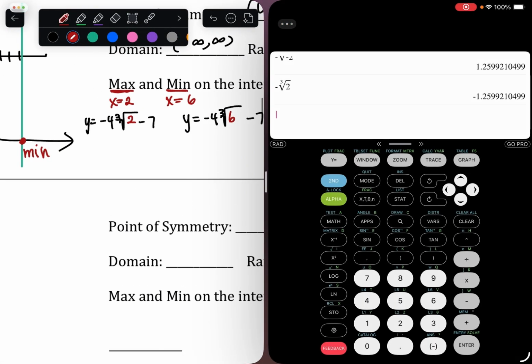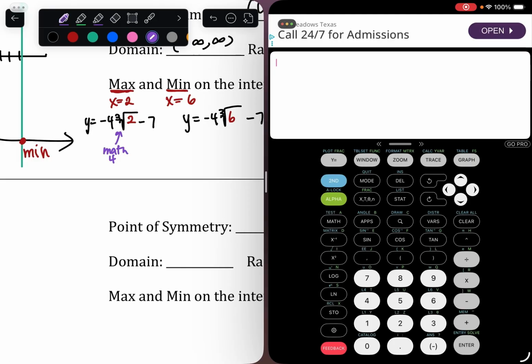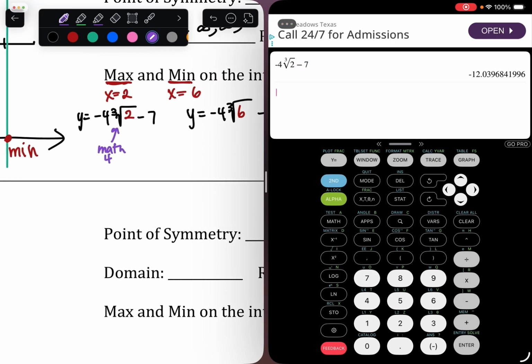To type a cube root into your calculator, that is the option math 4. So I'm going to type in negative 4, then math 4 for the cube root, 2, use your arrow to get out of the radical, then minus 7. Okay, and so that is approximately negative 12.04.